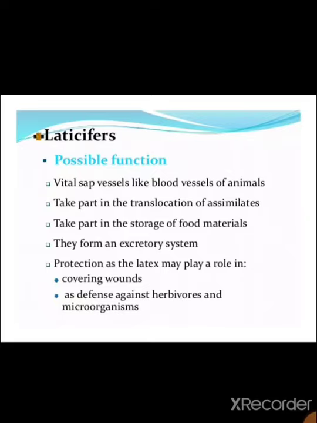This is the first part of secretory structures, the external secretory structures. In the second part, we study internal secretory structures.